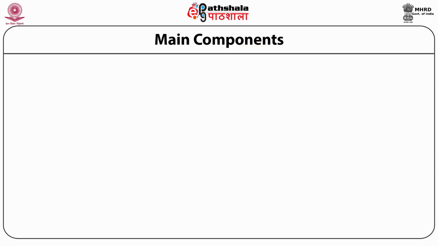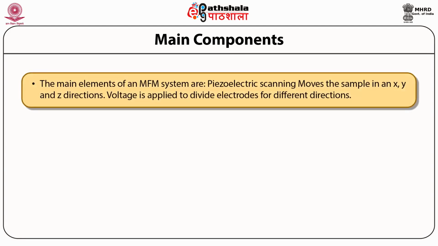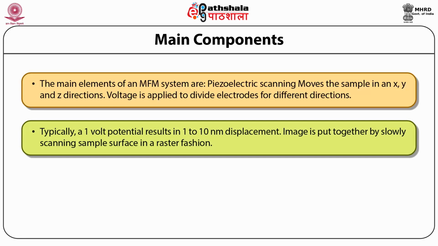Now the mechanics of this instrument's components. The main elements of an MFM system are the piezoelectric scanning part. This moves the sample in the X, Y, and Z directions. Voltage is applied to divided electrodes for different directions. Typically, a 1 volt potential results in 1 to 10 nanometer displacement.